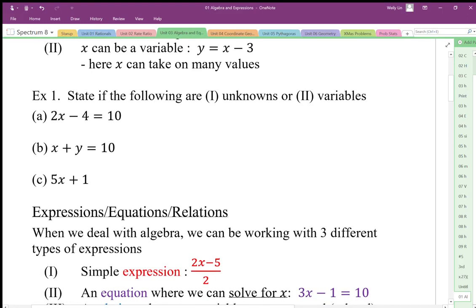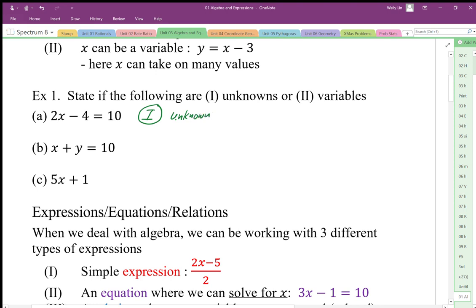So if we take a look at these things here, are the x's in these variables or unknowns? If I take a look at the first one here, 2x minus 4 equals 10, are there lots of different x's that we can substitute in there? Or sorry, is it an unknown? Variable means we can substitute lots of different x's. An unknown means there's a specific x for that one x there. So in this case, this is an unknown. And unknowns are ones that we can actually often figure out.